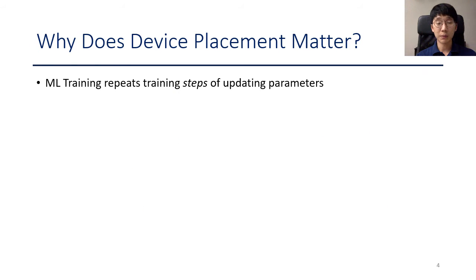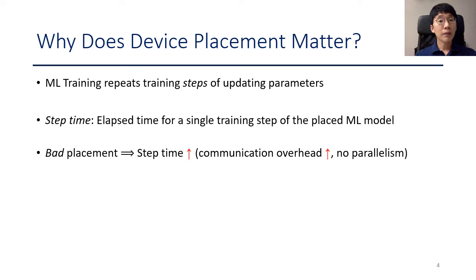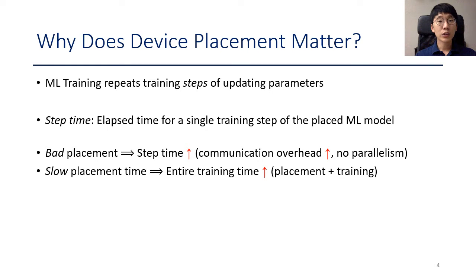Why does device placement matter? ML training is iteratively updating model parameters for each data mini batch. Each iteration is called a training step. The elapsed time for a single training step is called a step time. If the ML operators are placed badly, the step time increases because of the increased communication overhead and not exploiting parallelism well. Let's assume that we place operators well.